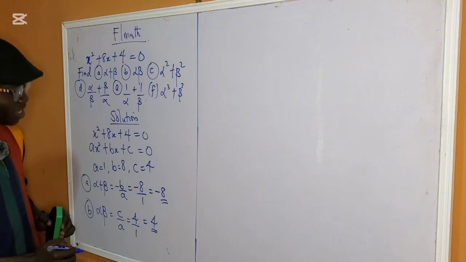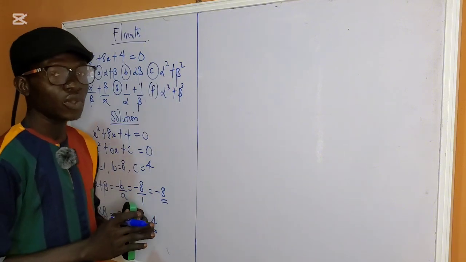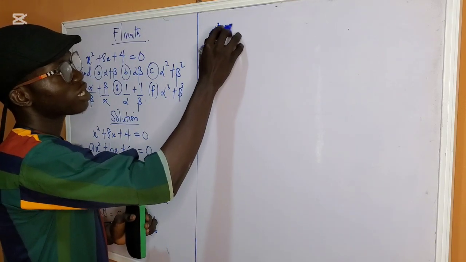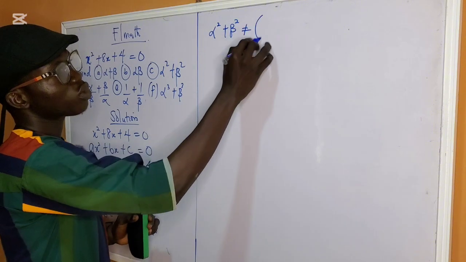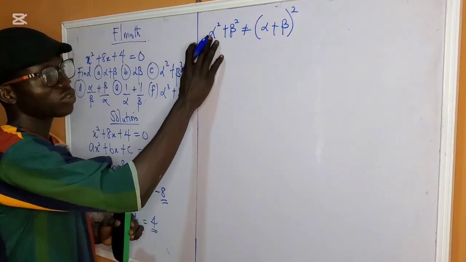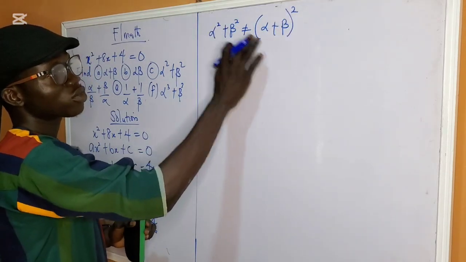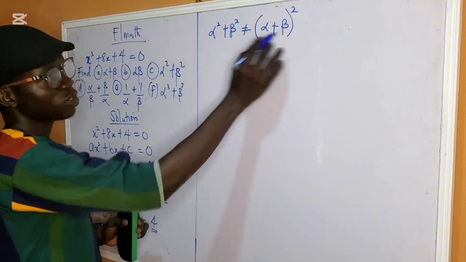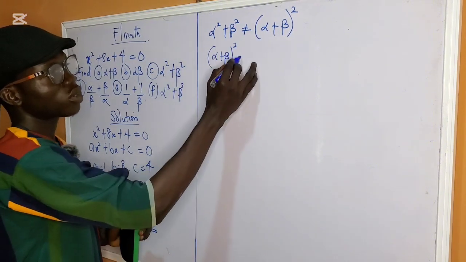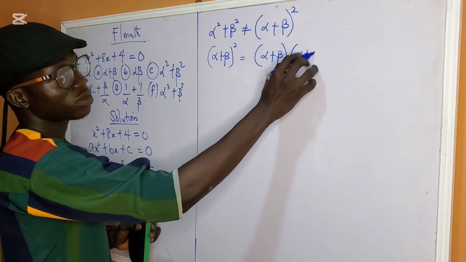Very simple. The next one is alpha squared plus beta squared. Now you need to pay close attention to this because alpha squared plus beta squared is not equal to alpha plus beta squared. But we can get alpha squared plus beta squared if we expand this. Let me do the expansion. Alpha plus beta squared means we are going to have alpha plus beta and alpha plus beta.